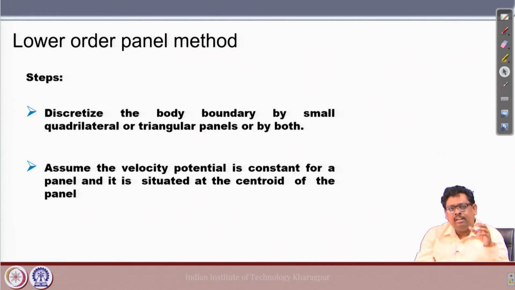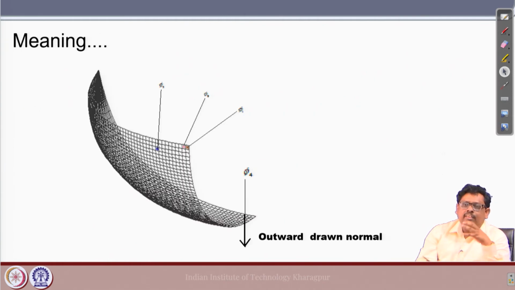into small quadrilateral patches or triangular patches or both, and after that we have to assume this velocity potential to be constant for a single panel, and it should be different for the different panels, right. So, once we do that, then we can solve the equation.